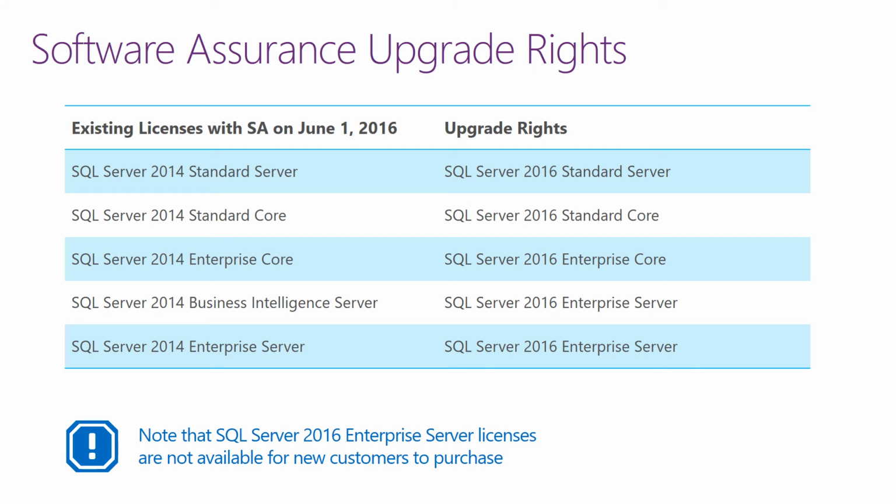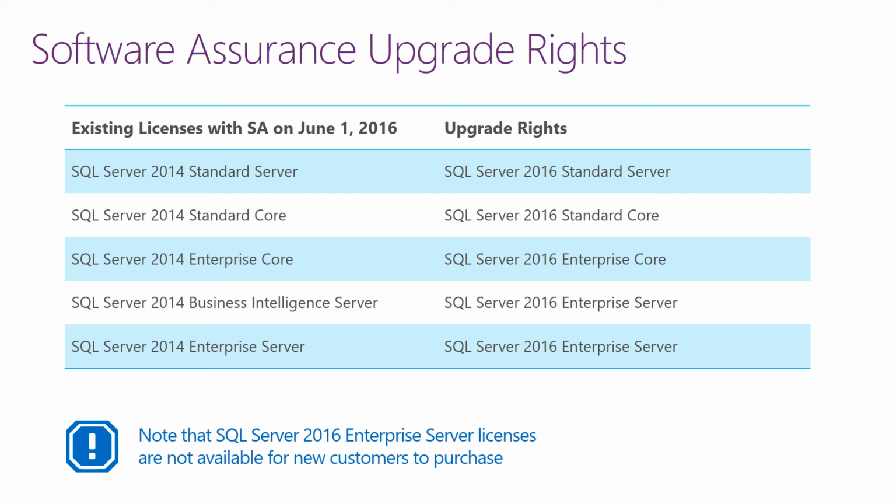On this slide, you can see the upgrade paths for customers with active Software Assurance on June 1st, 2016. Most of them are as you would expect. We can see, for example, that SQL Server 2014 Standard Core licenses can be upgraded to SQL Server 2016 Standard Core licenses, and the same goes for the Enterprise Edition. What is of note is that the now discontinued SQL Server 2014 Business Intelligence Edition can be upgraded to SQL Server 2016 Enterprise Edition.